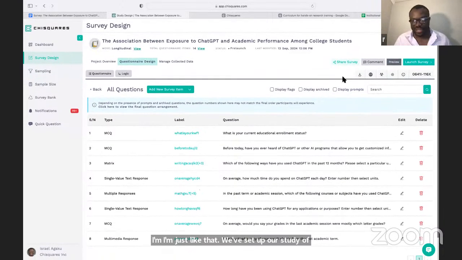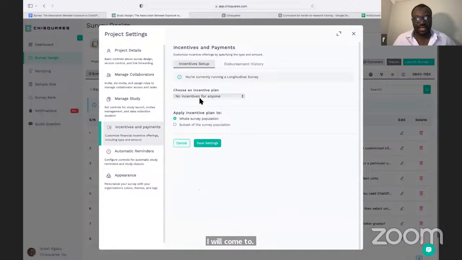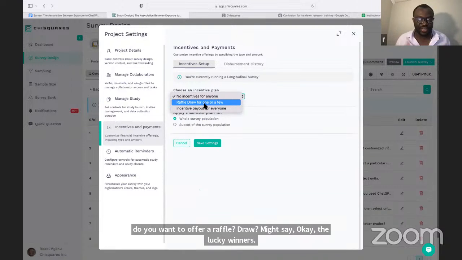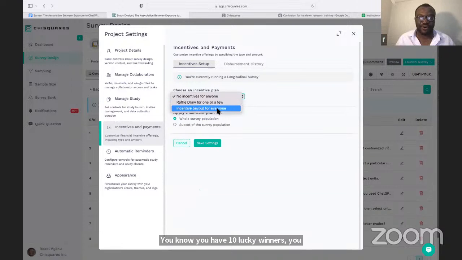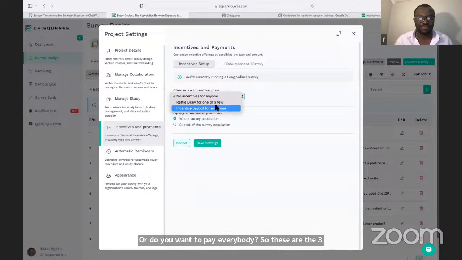We can do other things like offer incentives if you wanted to. If you wanted to offer incentives, we come to here, and we come to incentives and payments. The question is, do you want to pay everybody, or do you want to offer a raffle draw? A raffle draw might say, okay, they're lucky winners. You have 10 lucky winners. If you're lucky, you can get it. Or do you want to pay everybody? So those are the three options you have. No incentives for everybody, raffle draw for one or a few, or incentive payout for everybody.